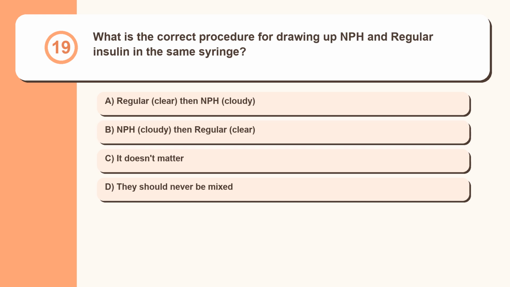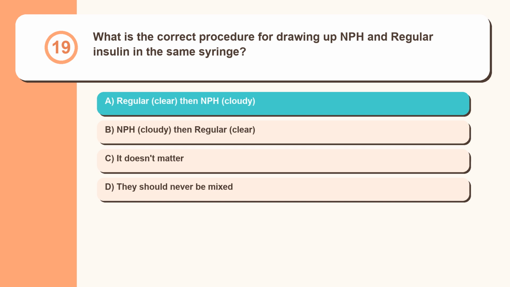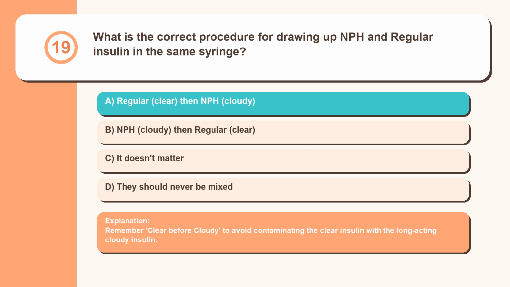Question 19. What is the correct procedure for drawing up NPH and regular insulin in the same syringe? Regular, clear, then NPH, cloudy. NPH, cloudy, then regular, clear. It doesn't matter. They should never be mixed. Remember clear before cloudy to avoid contaminating the clear insulin with the long-acting cloudy insulin.